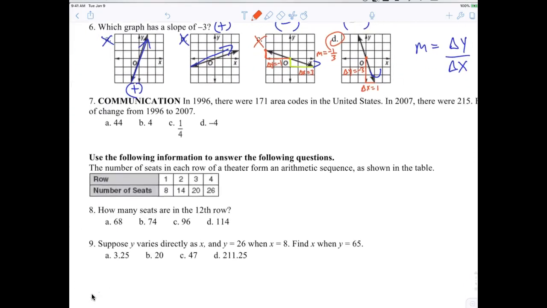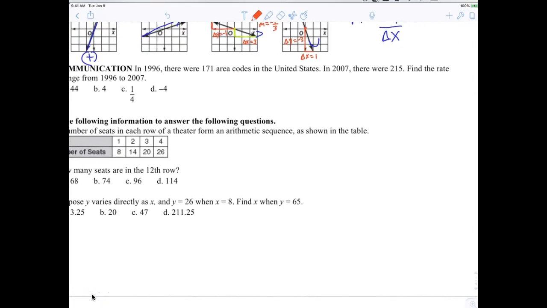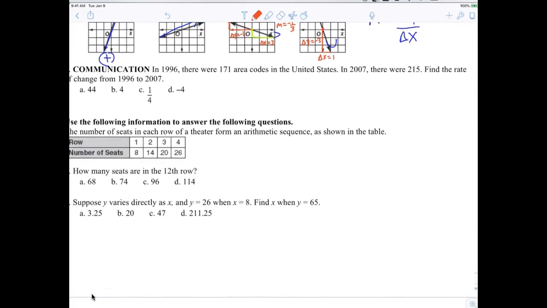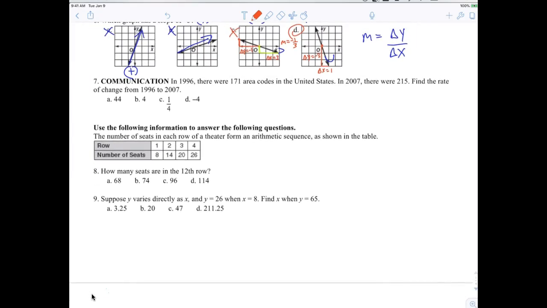So now, everybody look at number 7. In 1996, there were 171 area codes in the United States. In 2007, there were 215. Find the rate of change. So everybody needs to highlight rate of change. Rate of change is another word for slope.